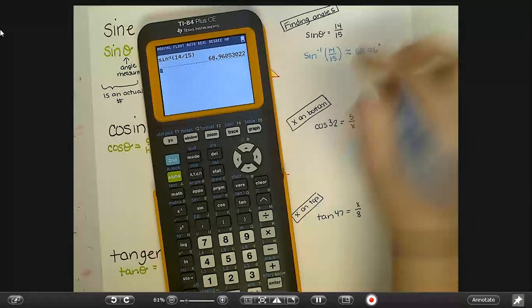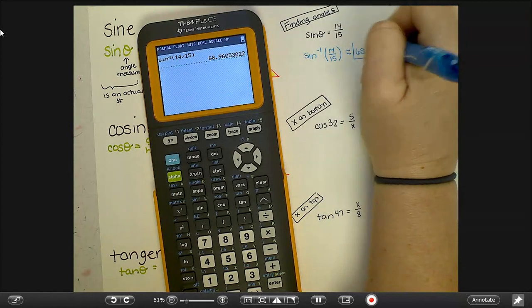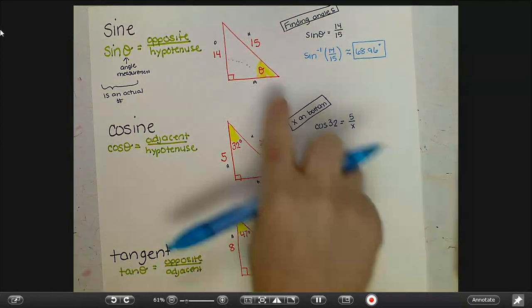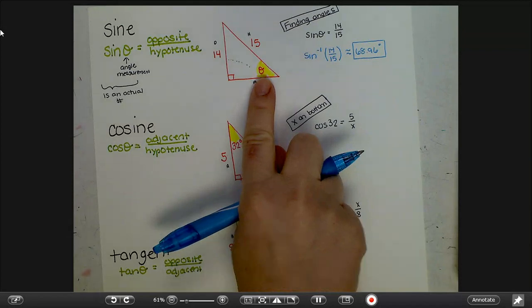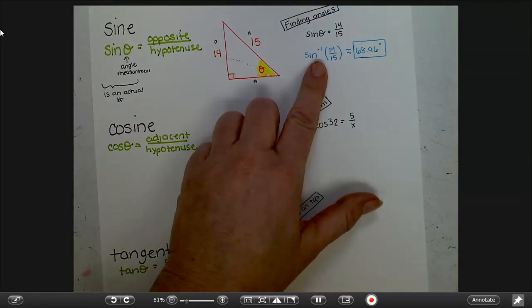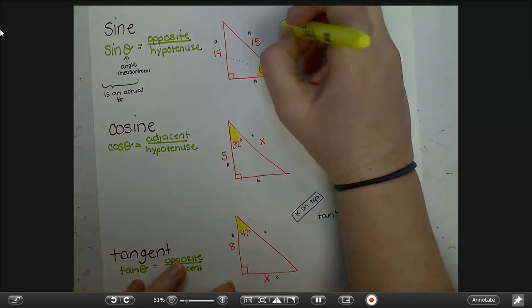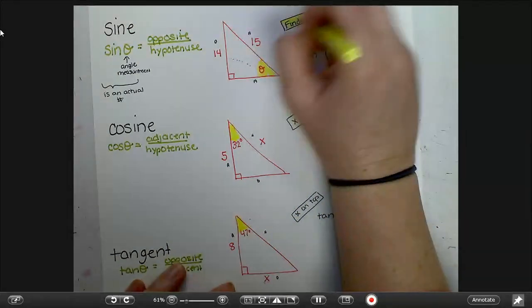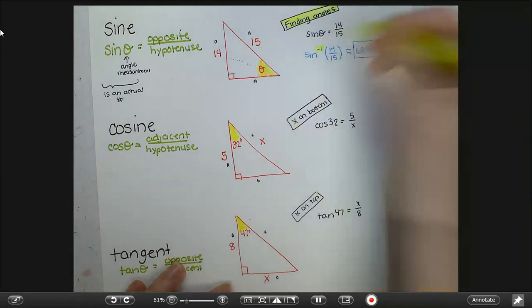So the angle is approximately 68.96 degrees. So that's it. That's all you do. When you are finding angles, when that's your goal, you use the inverse.